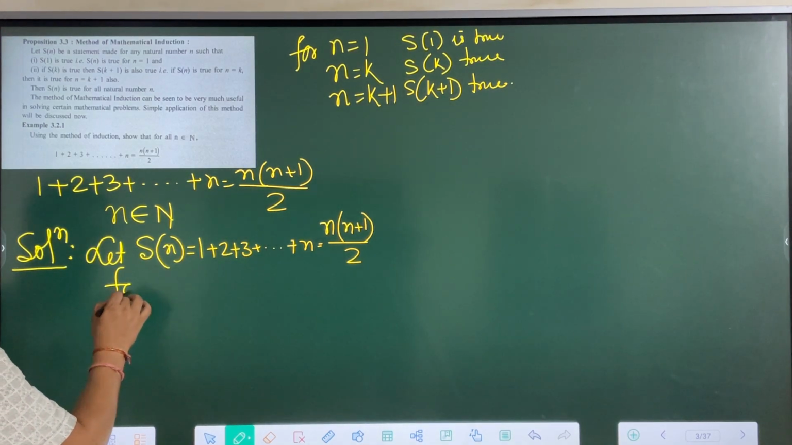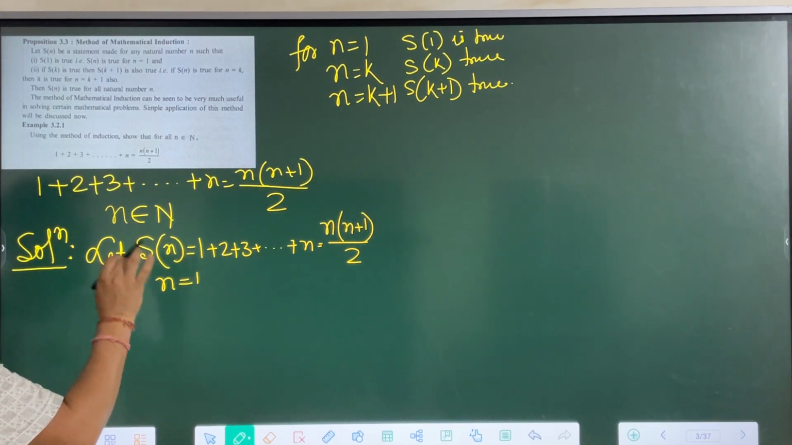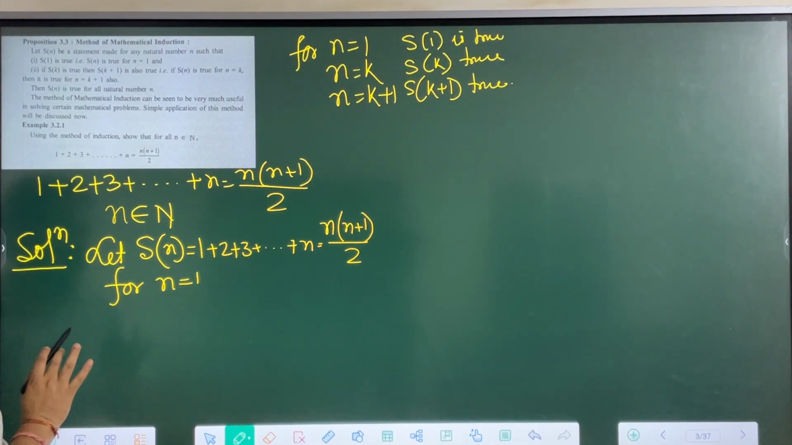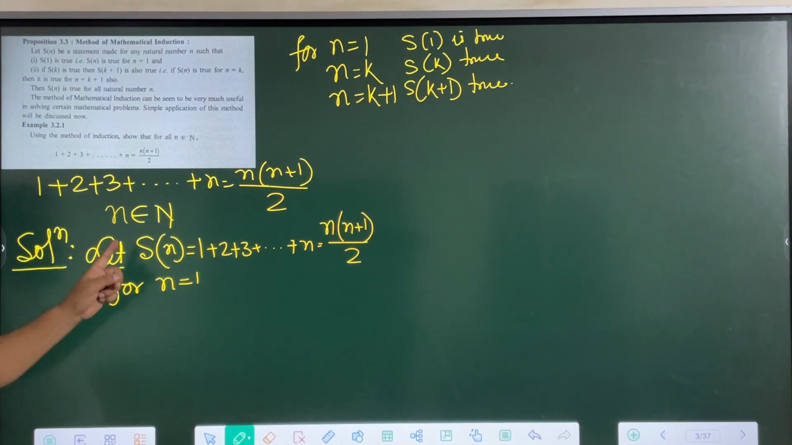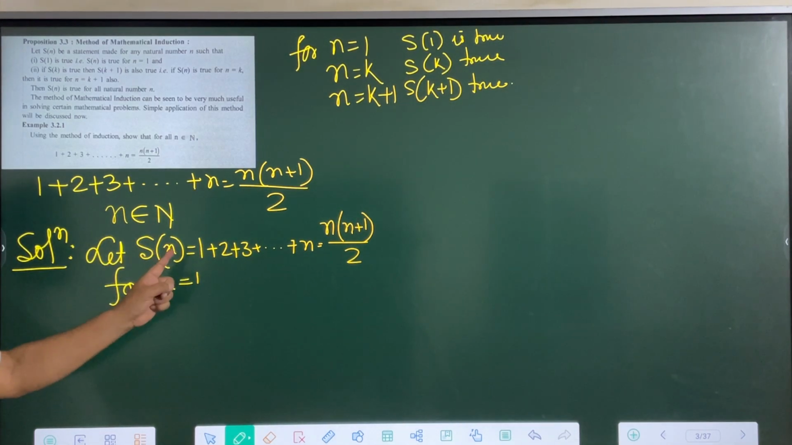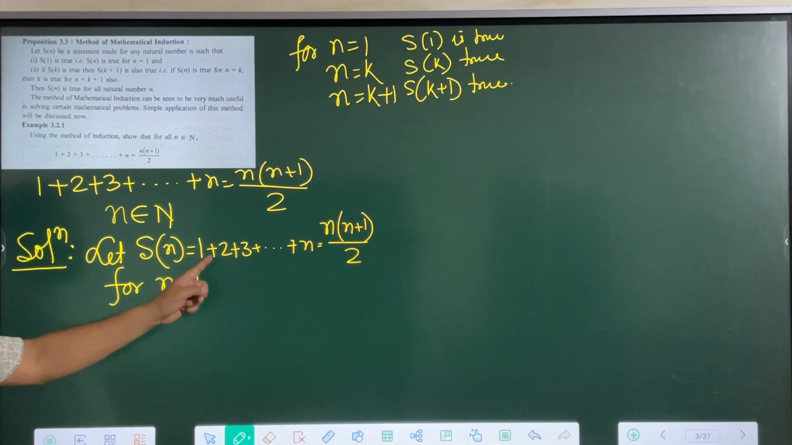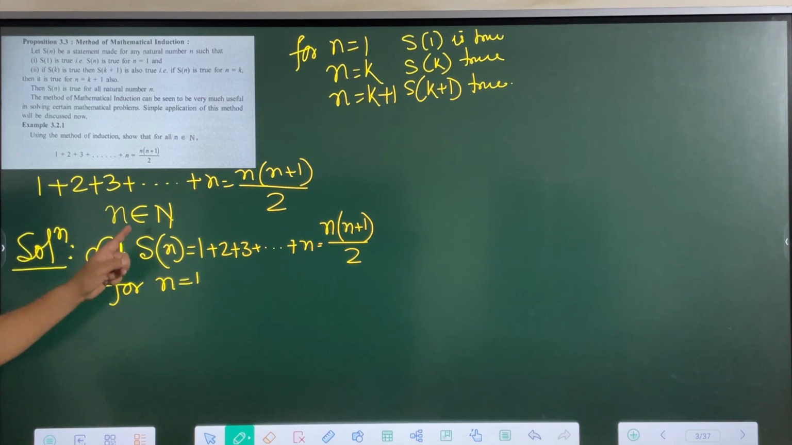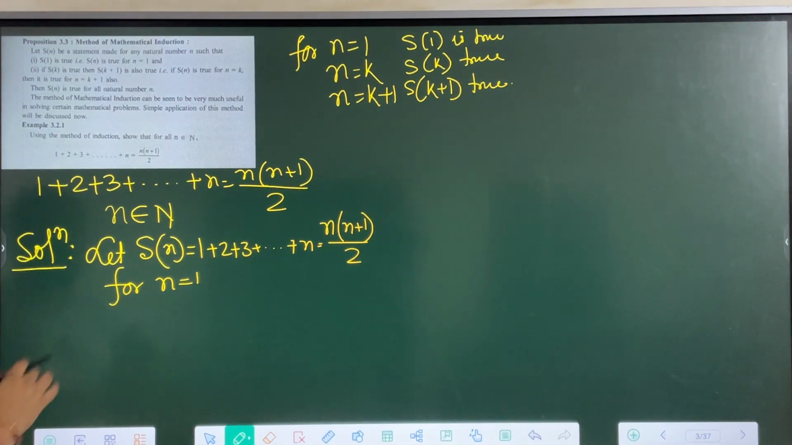Now for n equals 1, in place of n we will put 1. n equals 1 means the first term, that means S1. S1 means the sum of the first term, one term only. If it is S3, that is 1 plus 2 plus 3. If it is Sn, it is 1 plus 2 plus 3 till n. I hope you understand. So n equals 1.